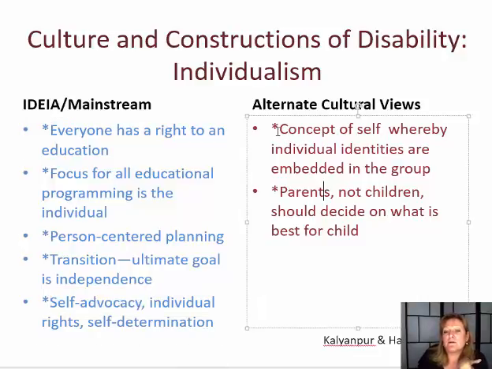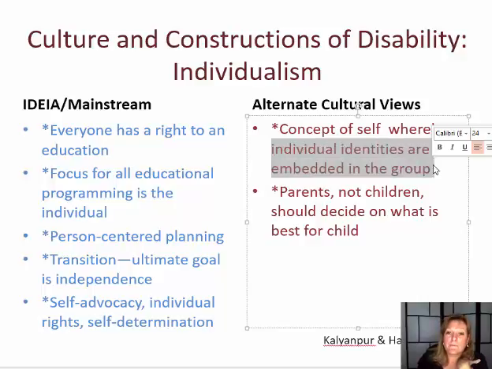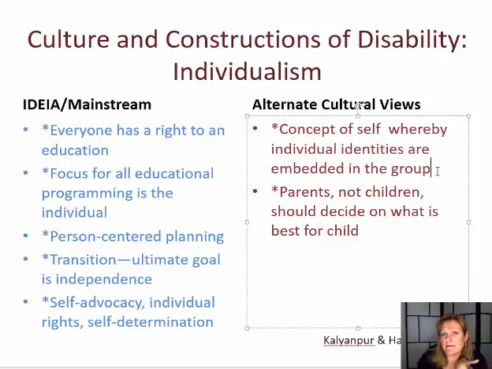Alternate cultural views include the concept of self, whereby individual identities are embedded in the group. That's collectivism. Some of you who've taken ED 625 might have a better understanding of collectivism. We'll talk a little bit about that this semester, but not as much. So if you want to check it out, I think you'll be intrigued. Go ahead and do an internet search for individualism versus collectivism, and I think you'll find some really fascinating information. And another alternate cultural view is that parents, not children, should decide what's best for their child, even into adulthood.